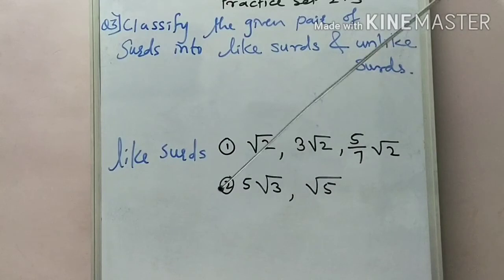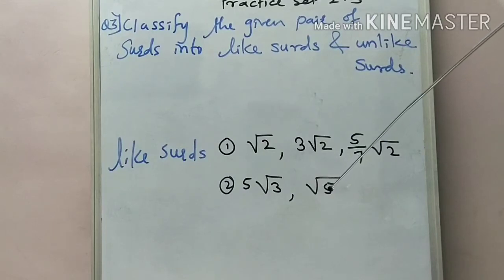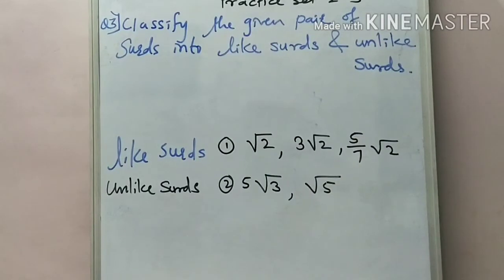And in the second example, the order is the same, but the radicand is not the same, and hence these surds are what? Unlike surds. So the first example is of like surds and the second example is of unlike surds. Getting this point? Using this concept, now we have to classify the given surds into like surds and unlike surds.